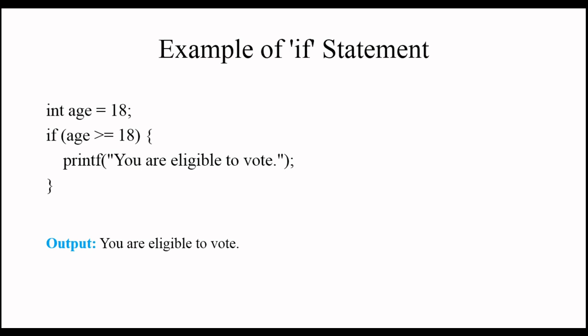Suppose we have taken a variable int age is equal to 18. Now we have applied the condition if age is greater than or equal to 18, then printf you are eligible to vote. Now let's see, the condition is if age is greater than or equal to 18 and we have taken the variable age as 18. So this condition is true, therefore the statement will be executed, so output will be you are eligible to vote.